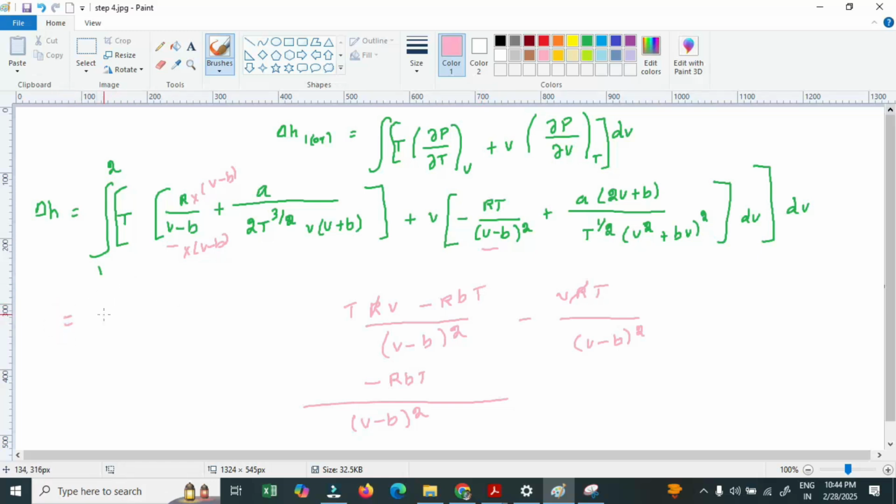Here, in my integration, you should not forget the integration. I multiplied, okay, minus B T divided by V minus B power 2. Okay, now I need to focus on the second term. In both terms I have A as a common term. The only thing is I have to multiply by T. Okay, and let me do that here.